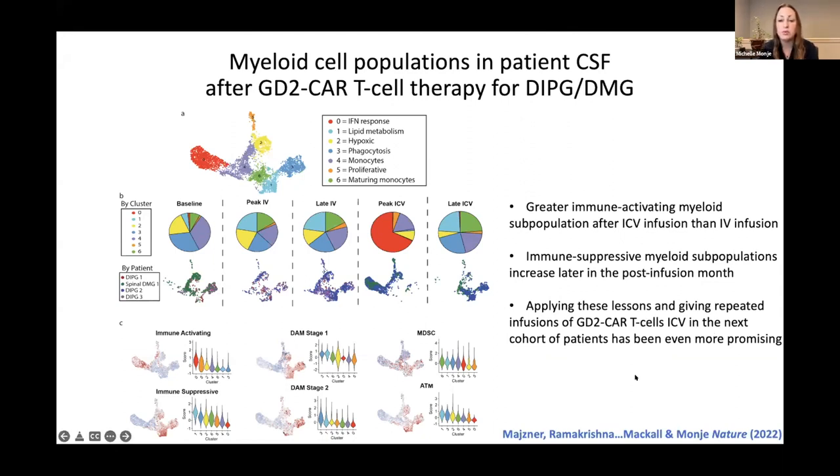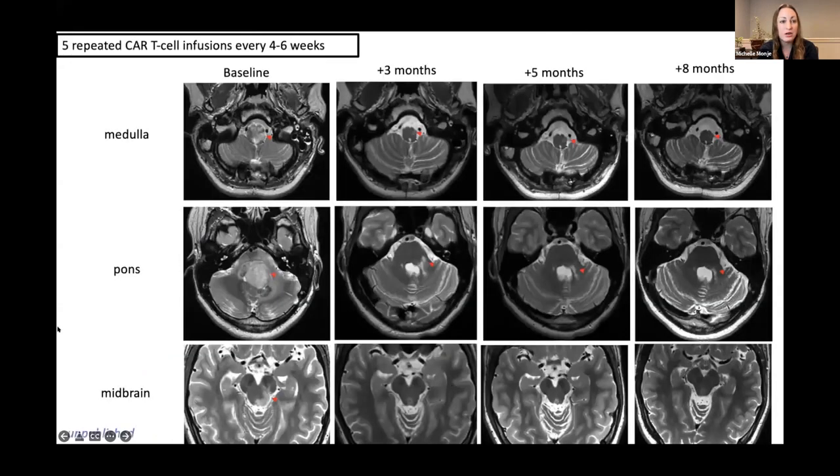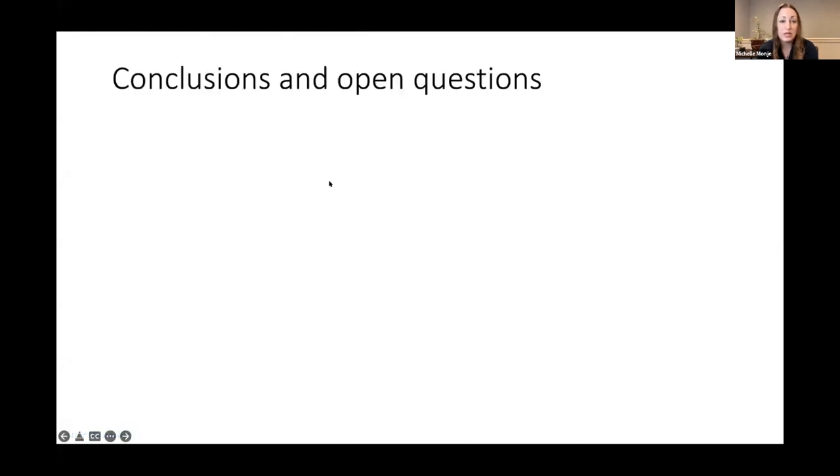we're seeing even more promising results, and I'm sharing the best response I've seen to this disease in my career. Five repeated monthly, every 4 to 6 week infusions has resulted for one of our patients in the trial in a near complete resolution of this diffusely infiltrative tumor in the medulla, pons, and in the midbrain. We don't yet know how durable this response will be, but it's enormously encouraging.